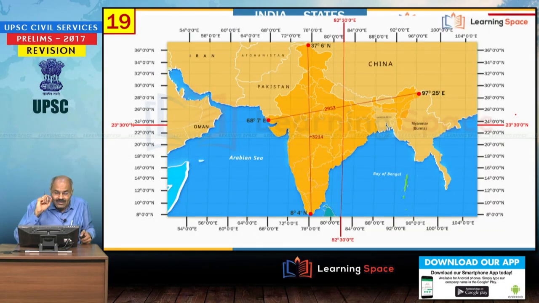Let us go ahead. This one all of you are familiar with. The southern tip of Indian mainland is this at 8 degrees 4 minutes, and this is 37 degrees 6 minutes, and this extends 2933 kilometers from west to east and north to south is 3214 kilometers, and this 82 degrees 30 minutes east longitude, based on which we are ahead by 5.5 hours, right?